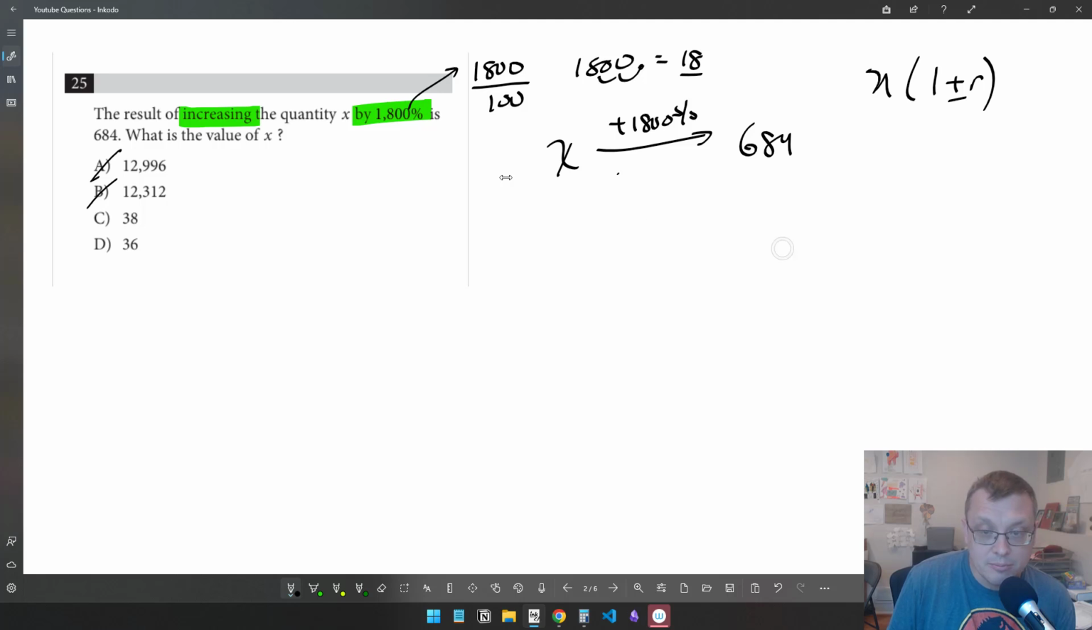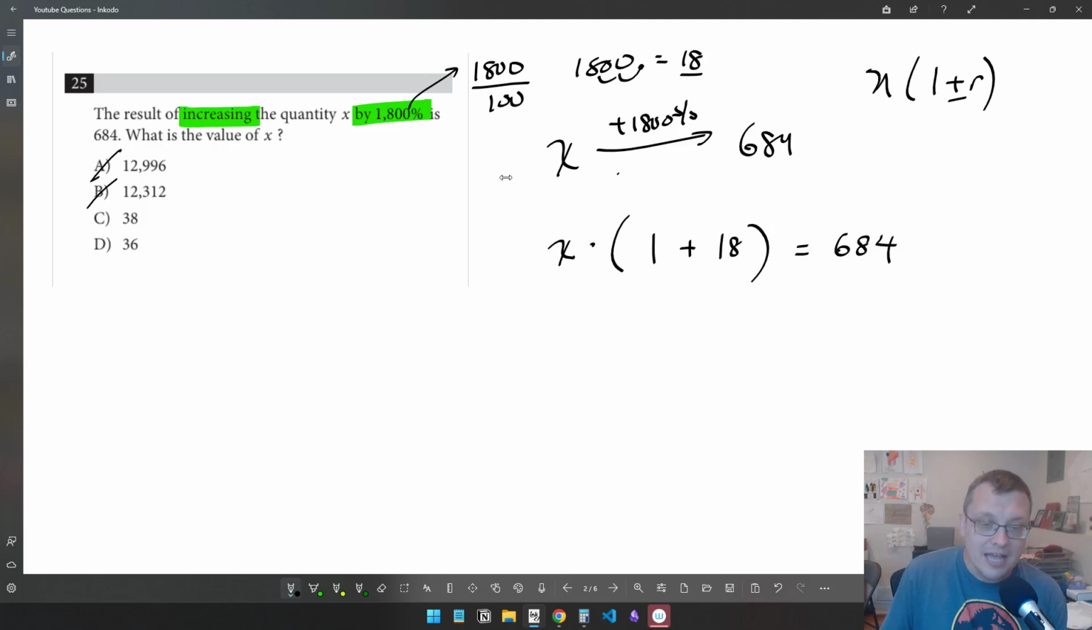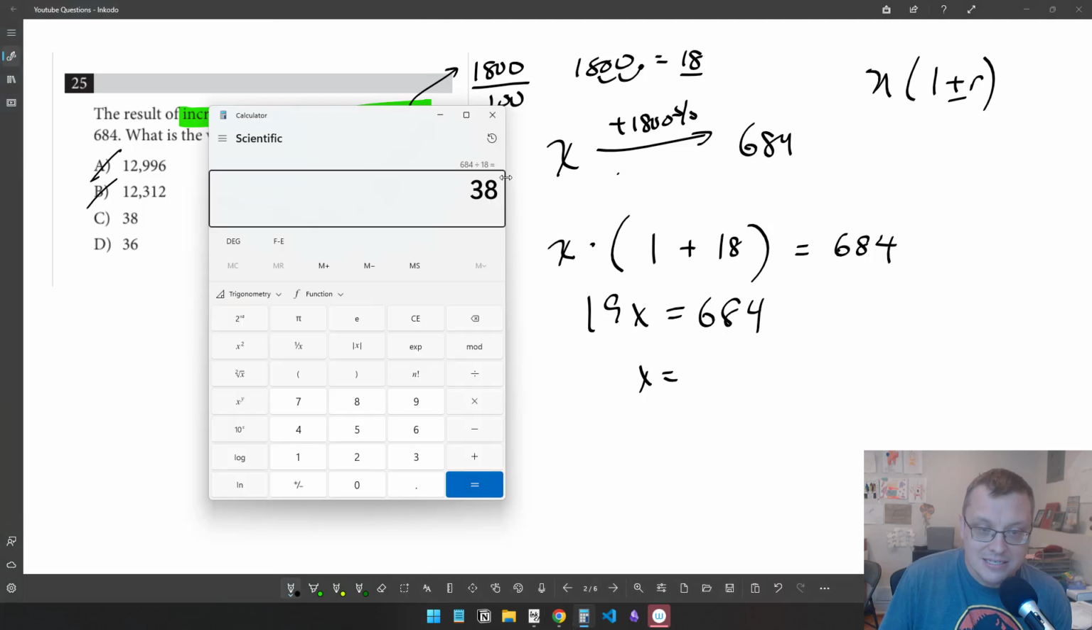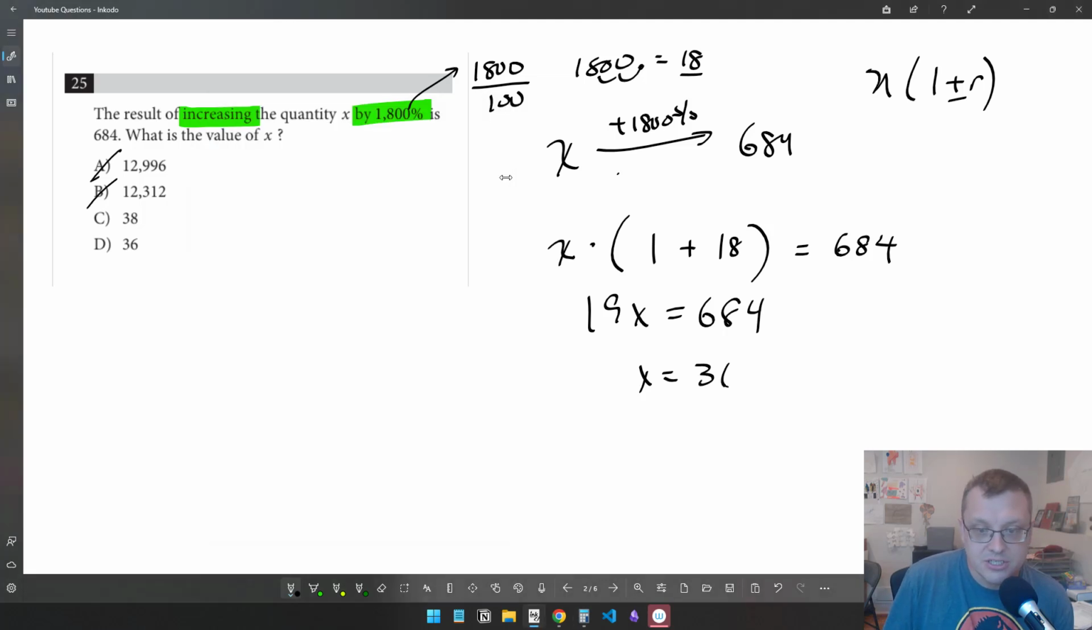So let's go back to the drawing board here. Our n is our original number, which is x. But this time, we're going to multiply it by 1 plus r, where r is the percent as a decimal. We already found that out. It's 18. And that's going to get us 684. So now it's 19x equals 684. Then we solve for x. 684 divided by 19 gets us 36. And that is choice D.